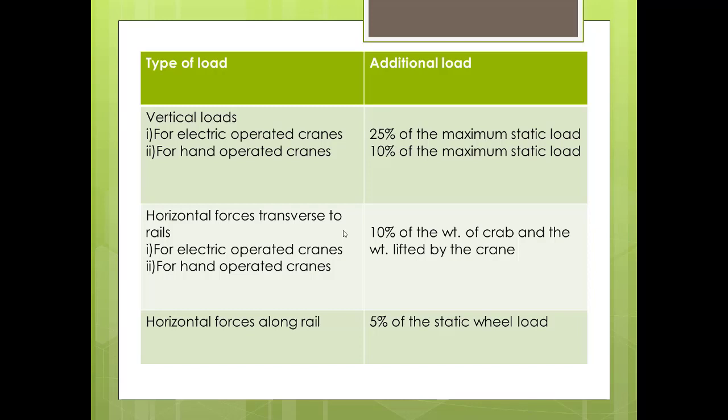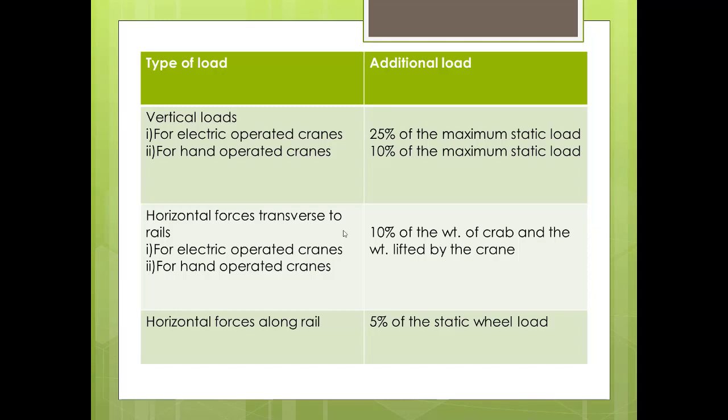First, we have vertical loads for two types of cranes. One is electric operated cranes and another is hand operated cranes. Now I'll tell you one thing, hand operated cranes are not in use nowadays. We only use electric operated cranes. So for EOT, electric operated cranes, we use 25% of the maximum static load. For hand operated cranes, we use 10% of the maximum static load.